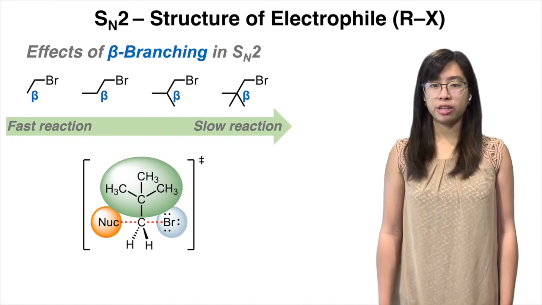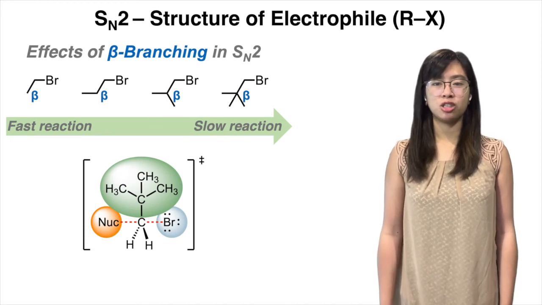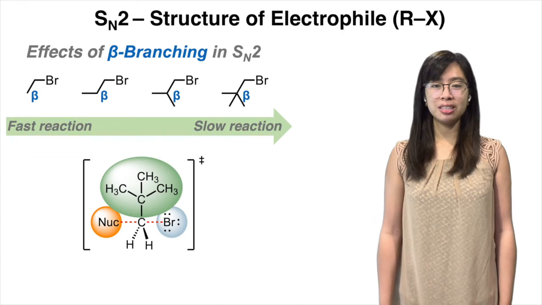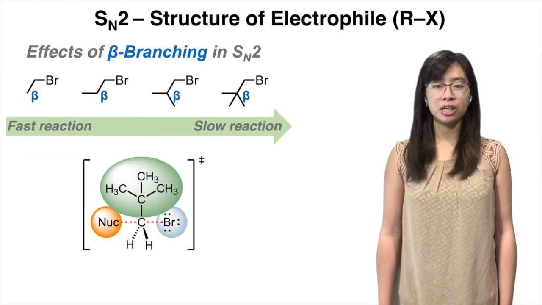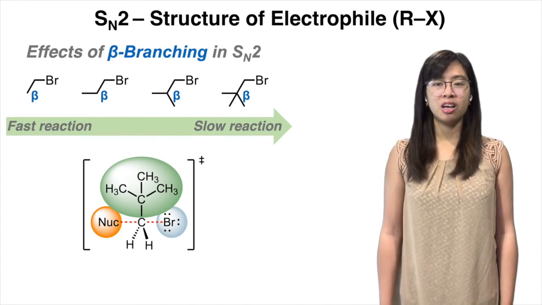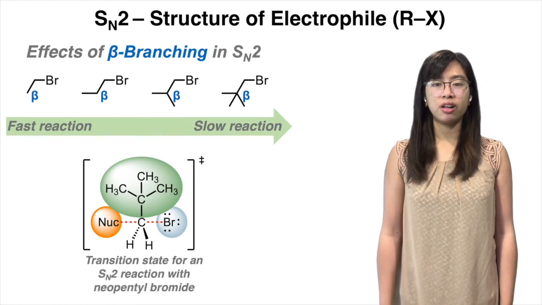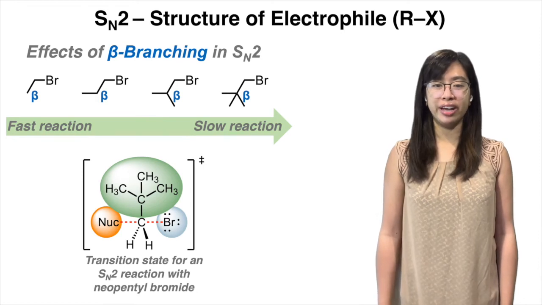The more beta branching, the slower the SN2 reaction, and this can be qualitatively seen in the amount of steric hindrance at the transition state, because now the electrophile not only is blocking the nucleophile from coming in, but it's also interfering with the leaving group leaving.